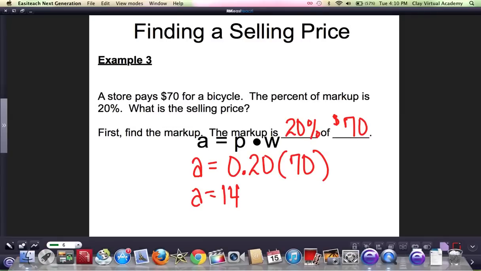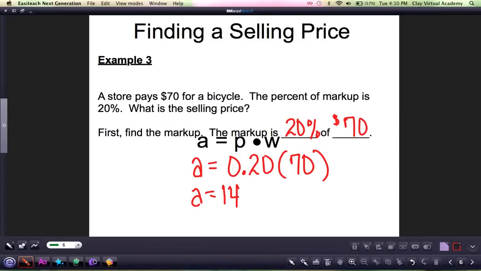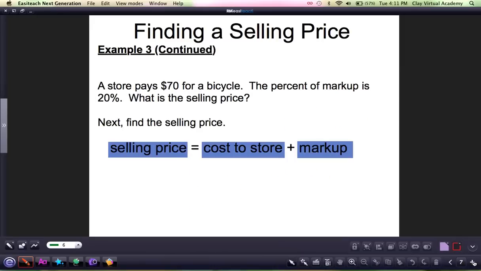So now that we know that A equals 14, we know how much it is marked up. But that's not what we're going to pay. We're not going to pay $14 for it. The store wouldn't make their money back. Okay? So next, we're going to find the selling price.